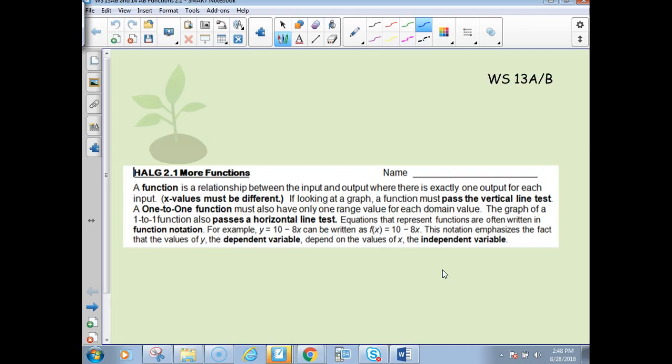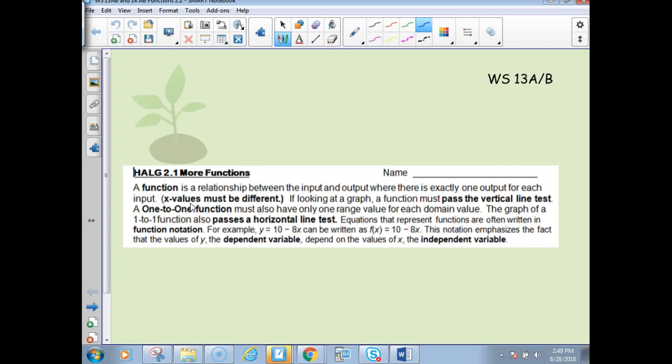Okay, we're talking about functions. This is actually, notice we've jumped around chapters. I keep mentioning that. This is actually 2.1. But you've heard of a function before. You just may not have really known what it is. It's a relationship between the input and output where there's exactly one output for each input.